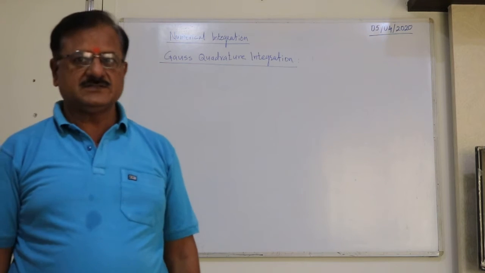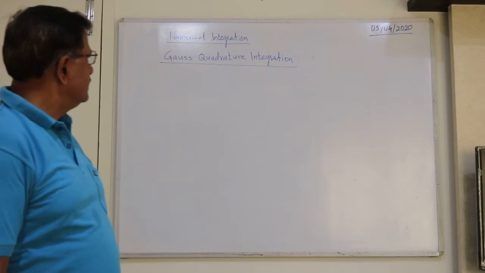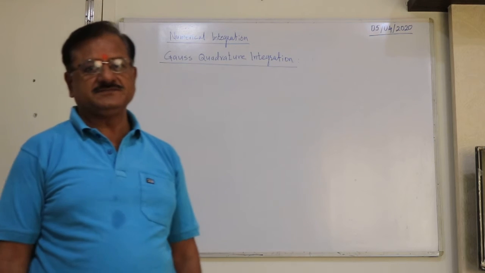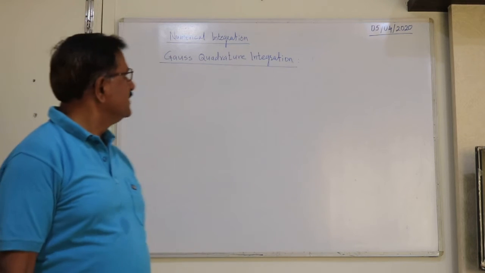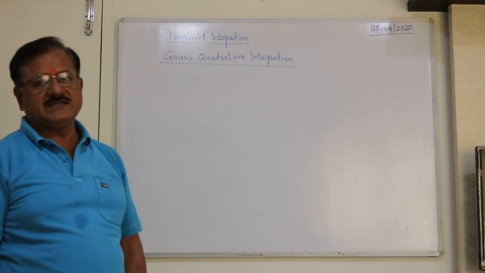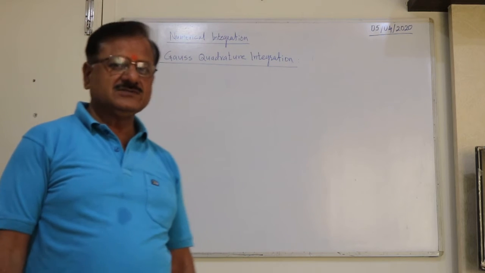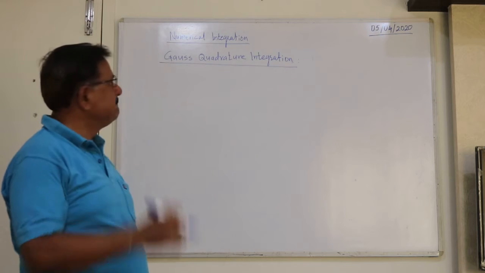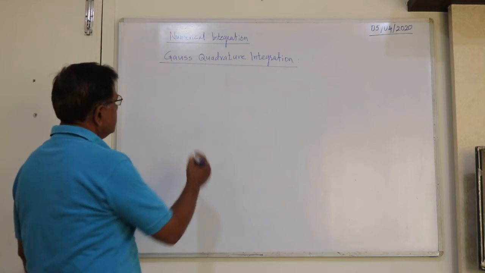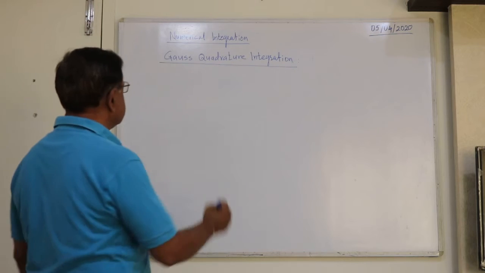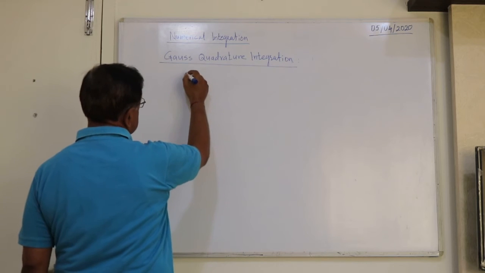Good morning, friends. Today we will discuss Gauss-Quadrature integration, that is numerical integration in finite element. So in finite element analysis, we use the Gauss-Quadrature integration formula. Now, the process of numerical integration is called quadrature.